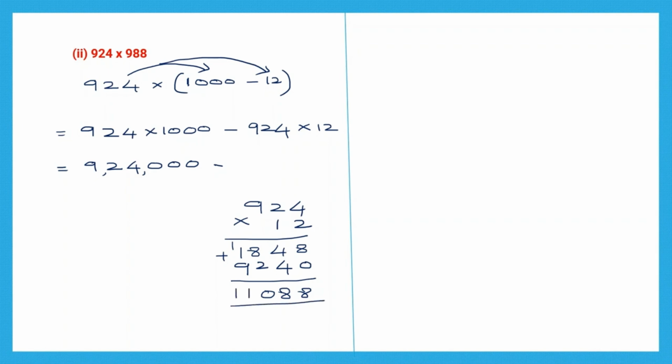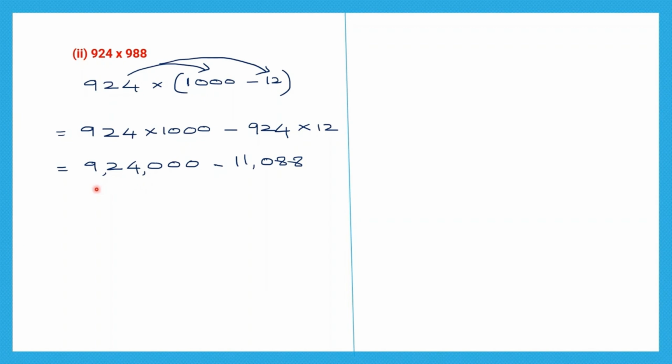So we have 11,088. So let me write that there, 11,088. So now what have we got? We've got 9,24,000 minus 11,088. Now we need to subtract these two. So let's do that subtraction.